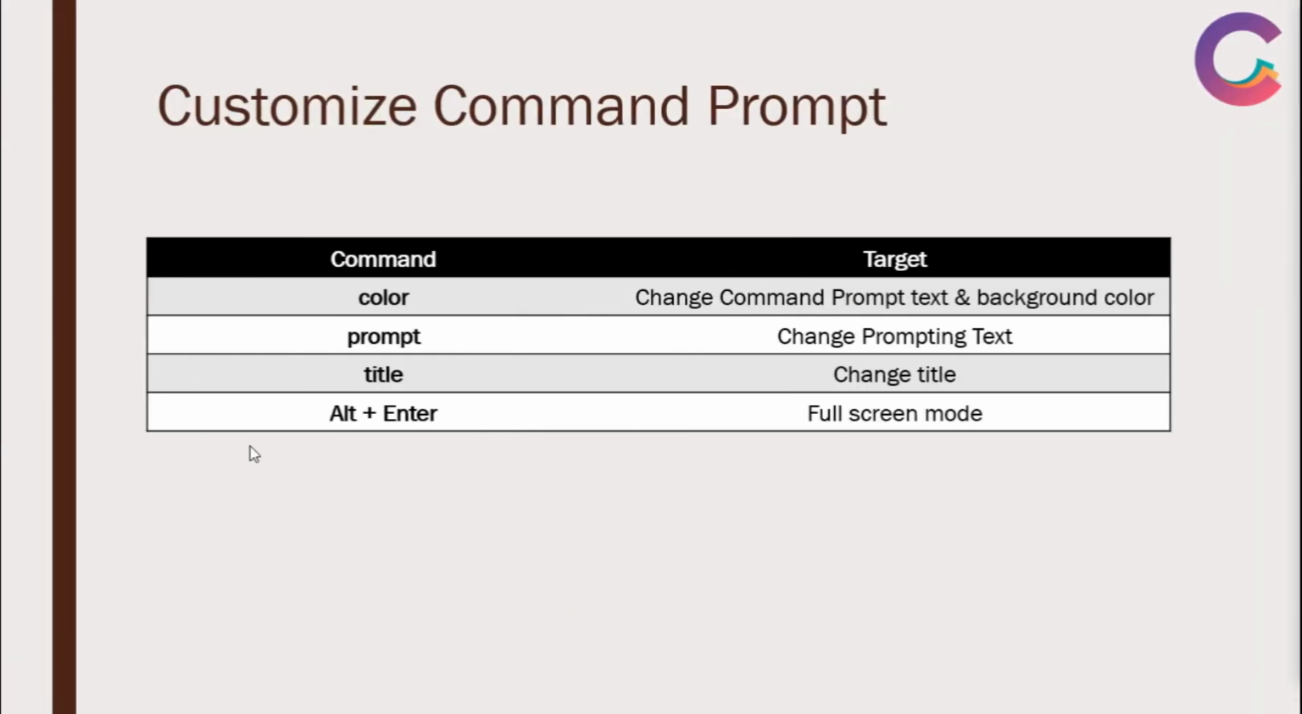So this is how we can customize our command prompt: by using the color command to change foreground and background color, by using the prompt command to change the prompting text, by using the title command to change the title.